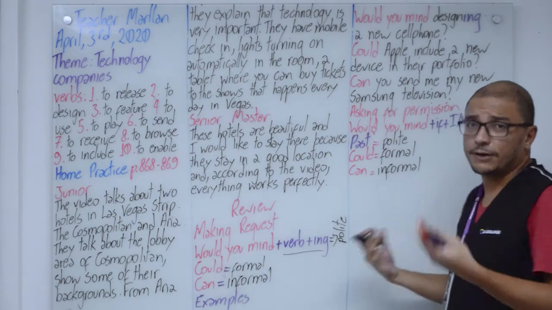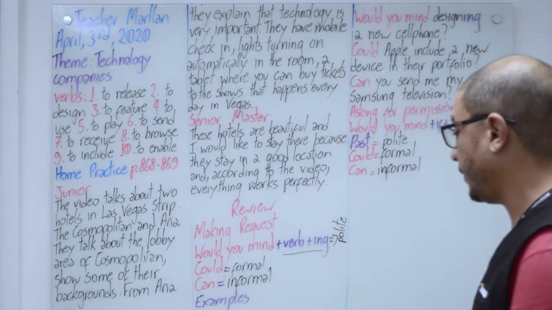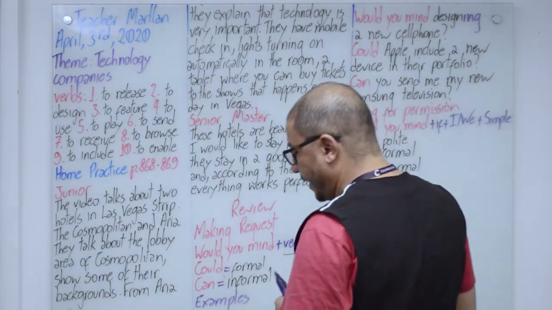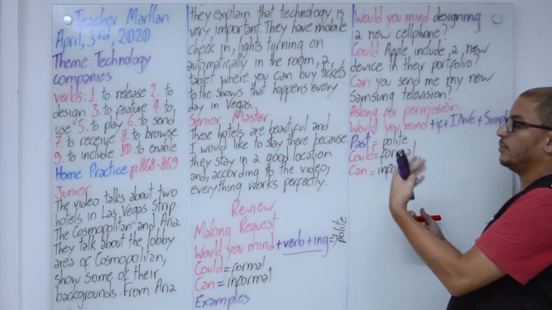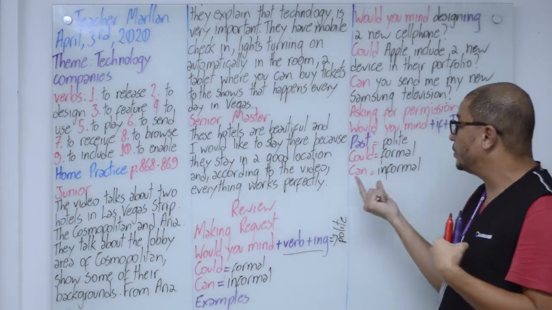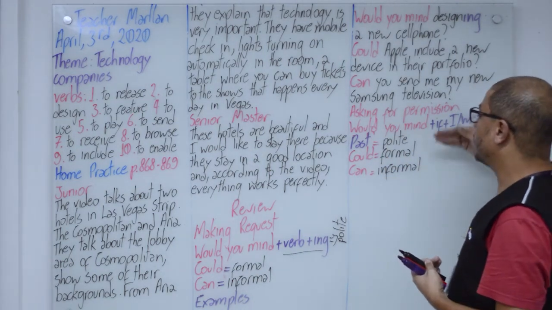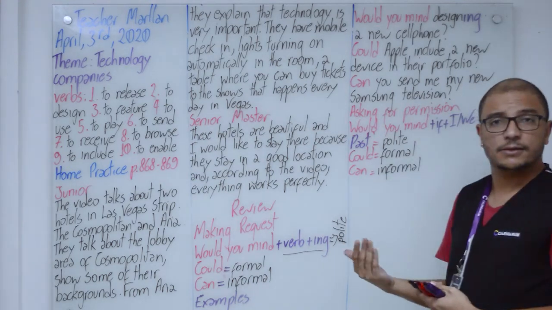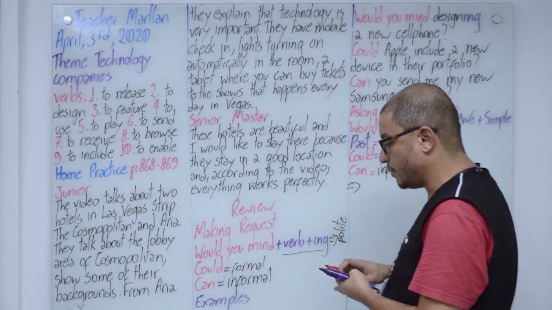Okay? In this case, it's very polite. I just mentioned polite here, but it's very polite. Okay? I'm going to write down an example using would you mind. But I want you to understand that in the same example of would you mind, I can use could or I can use can. What's the difference? The formality or politeness. So, okay? So let me get an example here for you.